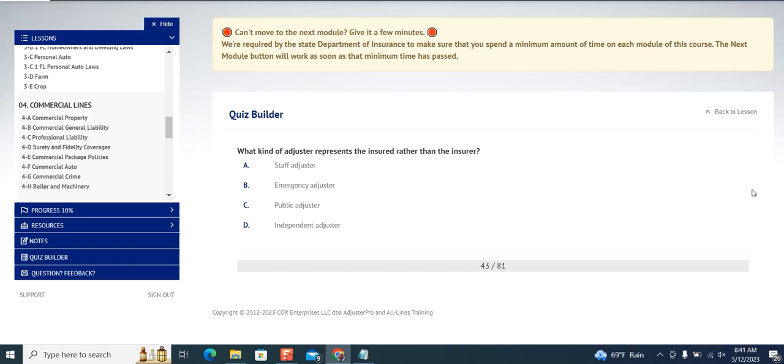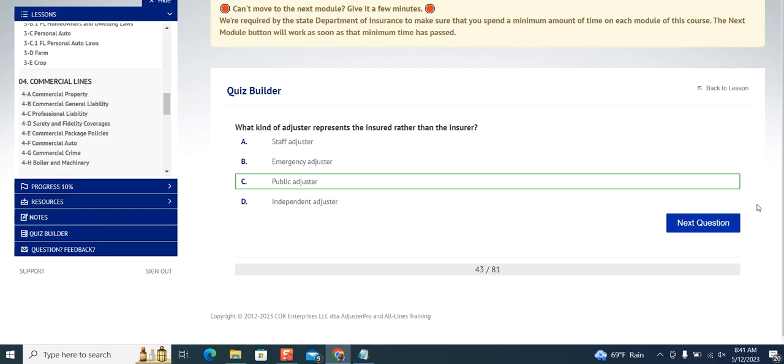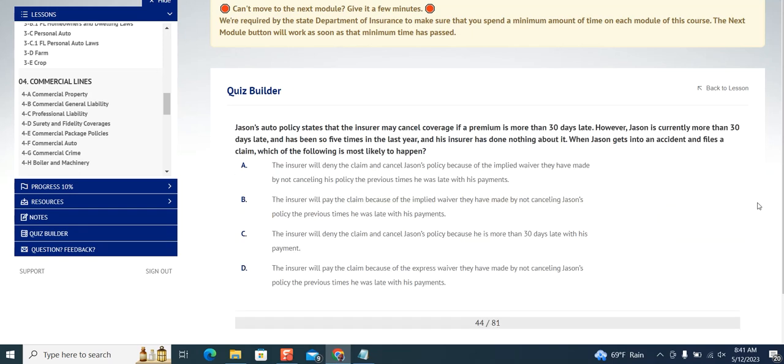What kind of adjuster represents the insured rather than the insurer? What kind of adjuster represents the insured? Who's the insured? That would be me. That's gotta be a public adjuster. Oh man.